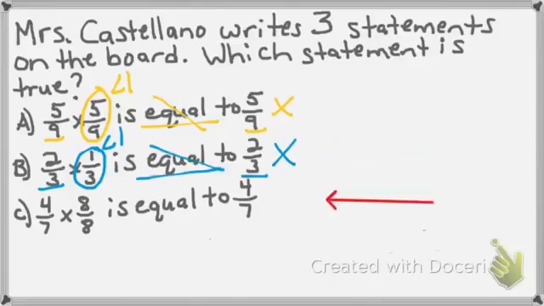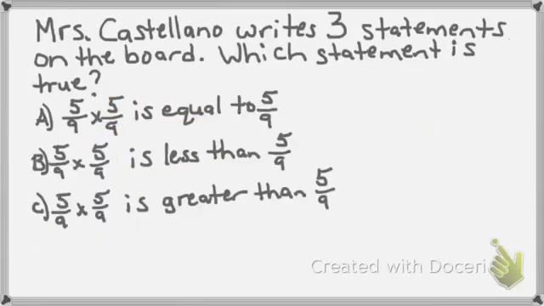Finally, let's take a look at choice C. 4/7 times 8/8 is equal to 4/7. Find the last fraction and underline it, 4/7. Find the same fraction earlier in the problem and underline it, the 4/7. Circle the other fraction, 8/8. Look at the circled number. Is that greater than 1, less than 1, or equal to 1? Well, 8 is equal to 8, so that's equal to 1. And this problem says that 4/7 times 8/8 is equal to 4/7, so choice C is our correct answer.